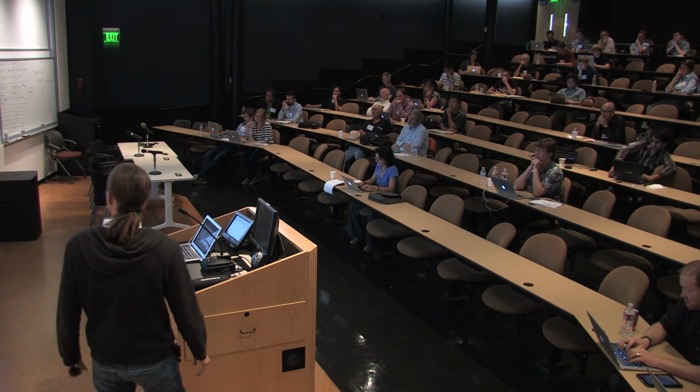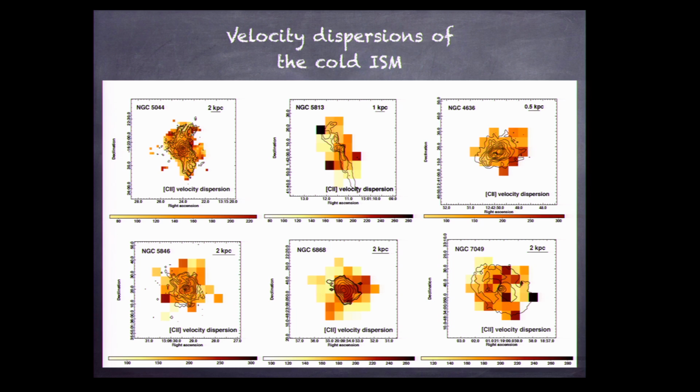The velocity dispersions are between about 100 kilometers per second to 250 kilometers per second. These are the velocity distribution of the many small filaments with small volume filling fractions along our line of sight. This is not the velocity dispersion within the particular filaments.